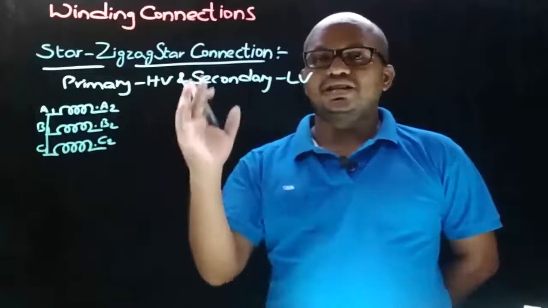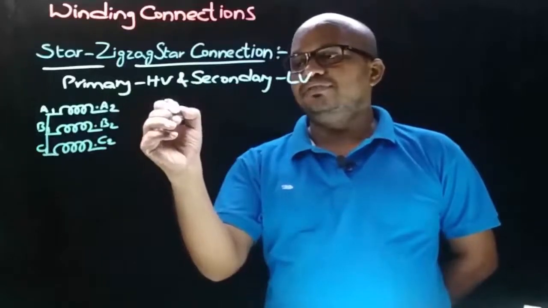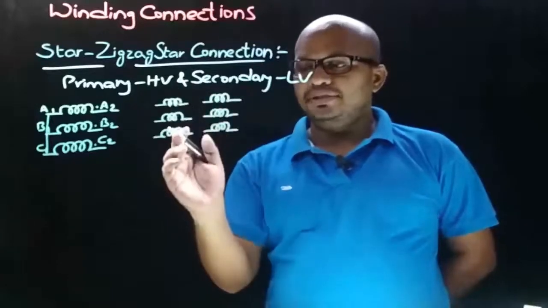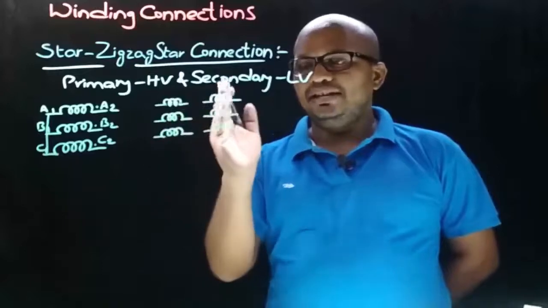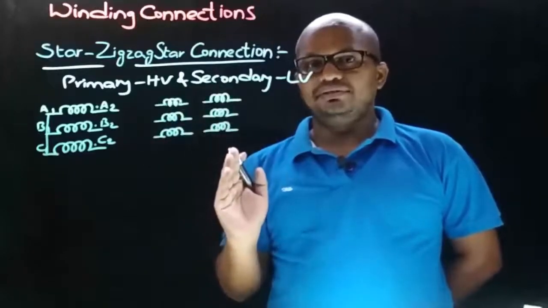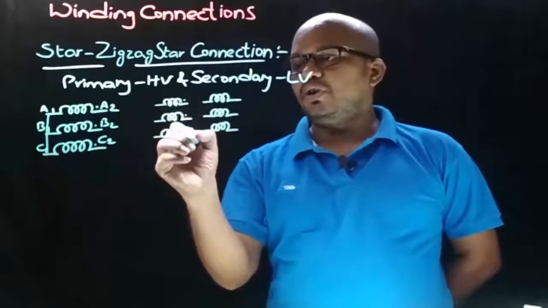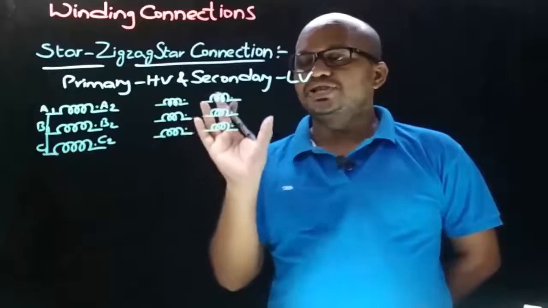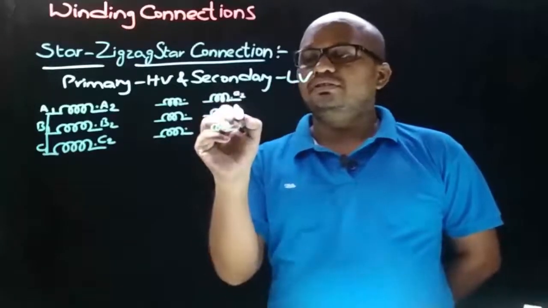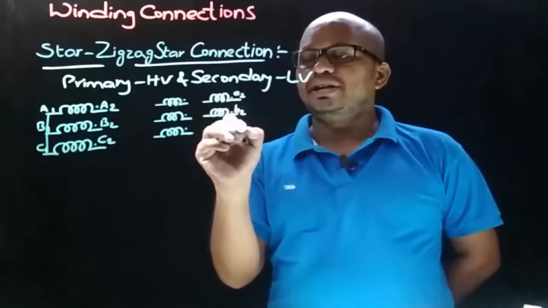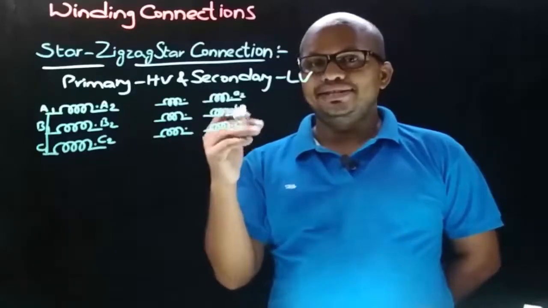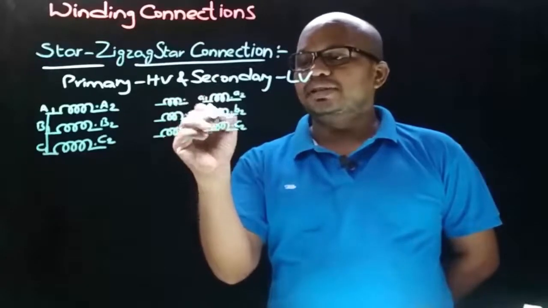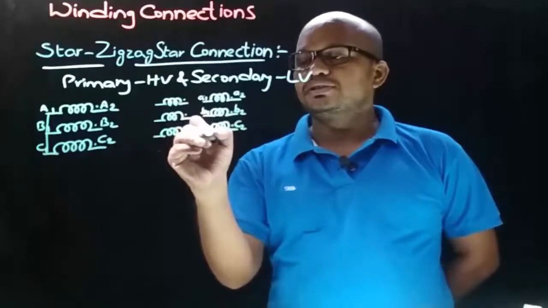Now let's have the zigzag star connection on the secondary side, and it is known that each phase of the zigzag star connection is divided into two equal halves. Let these three be one half of the LV winding, and let these three be the other half of the LV winding, and let these be the dot ends of the windings. Now let's give the notations: the dot ends are given small a2, small b2 and small c2. Here the notations are in small case because this represents the LV winding, and the non-dot end terminals are small a1, small b1, small c1.